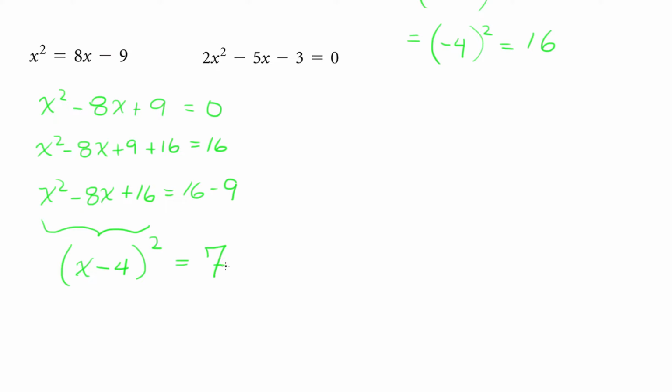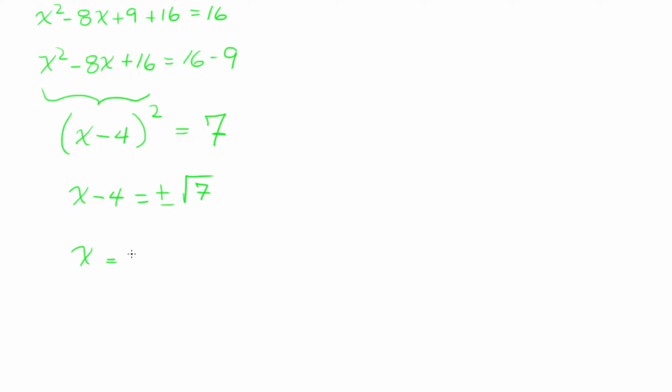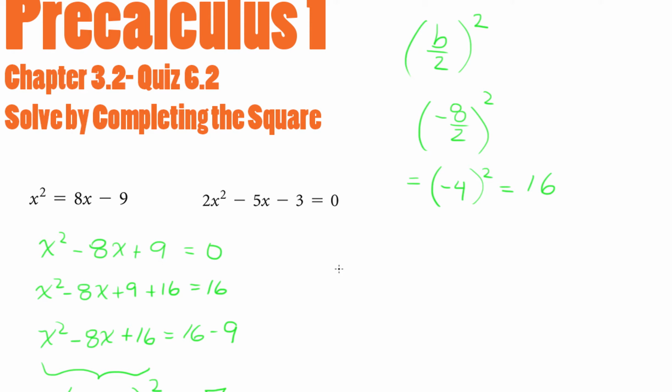Now we have to solve, and by that, it means solve for x. Well, if you have a square, what do we do to get rid of the square? Well, we square root. So you have x minus 4 equals, whenever we square root, there's always a plus or minus, square root of 7. Now, what will be the next step? Well, we just need to add 4. So x equals positive 4 plus or minus square root of 7. And that's your solution.